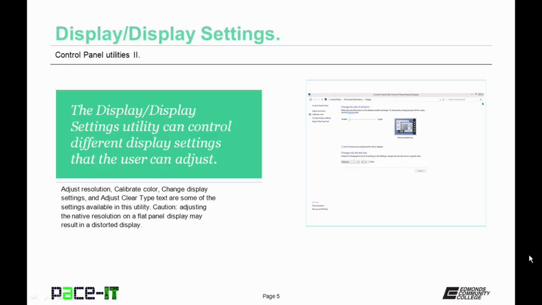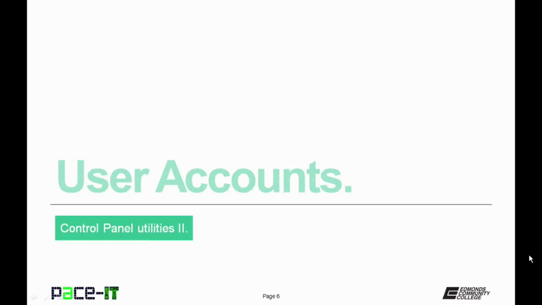This utility can control different display settings that the user may adjust. You can adjust resolution, calibrate color, change display settings, adjust ClearType. Those are just some of the settings that you can change. You do need to use caution if you're using a flat panel display. They do have a native resolution. If you change the resolution, you may have a distorted image.